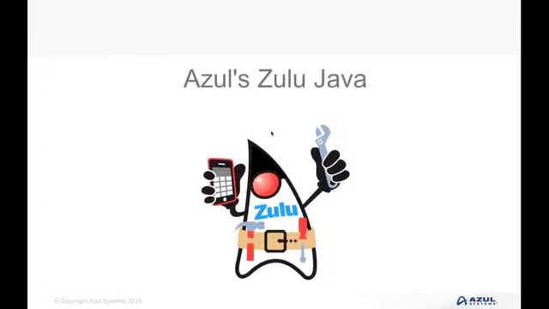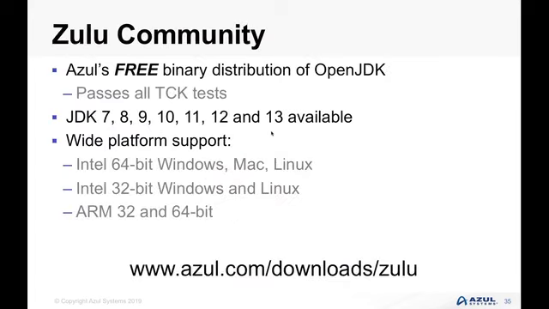Okay, just to finish off, I want to say a few words about what we at Azul do in terms of Java. We have this thing called Zulu Java, and Zulu Java comes in two varieties. The first is what we call Zulu Community. Now, this is our free build of the OpenJDK. Did I mention it was free?